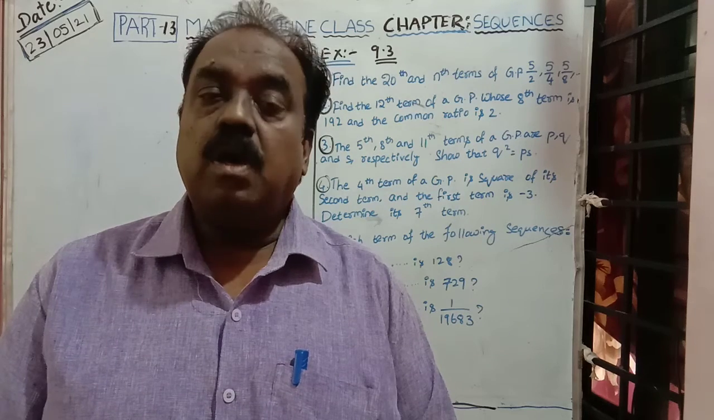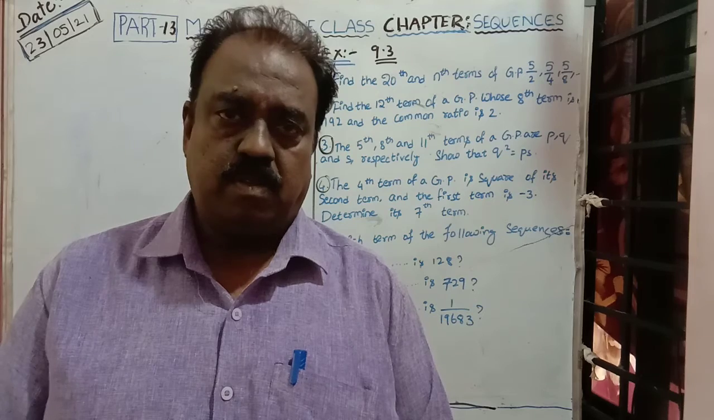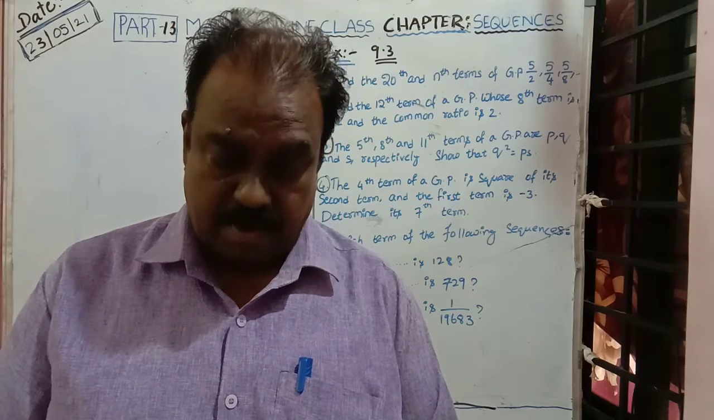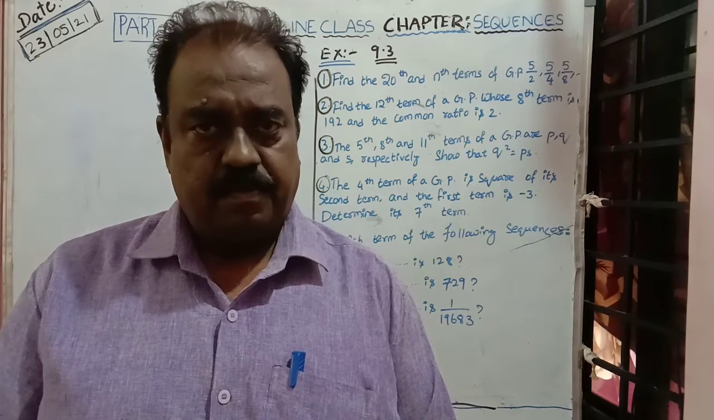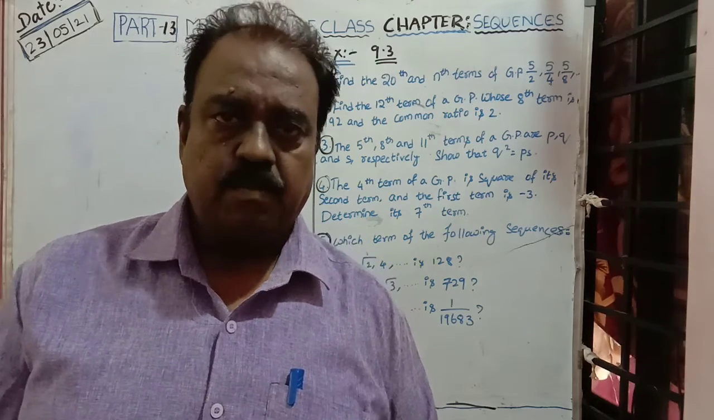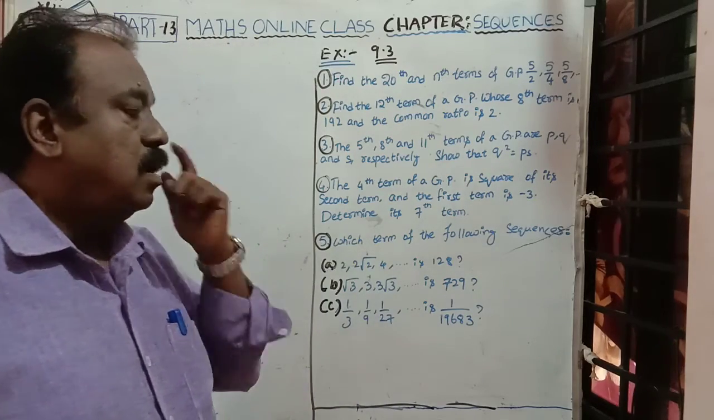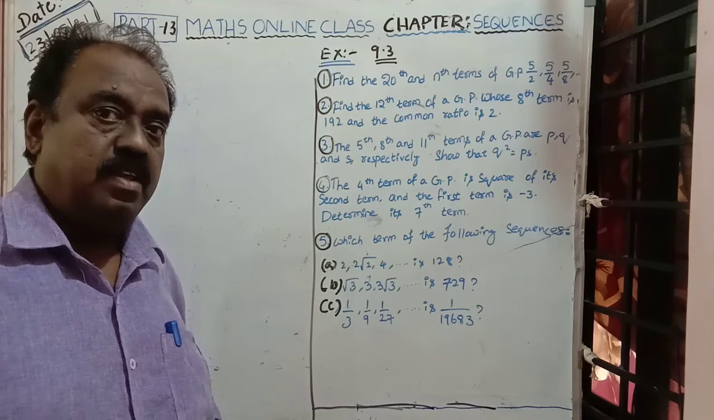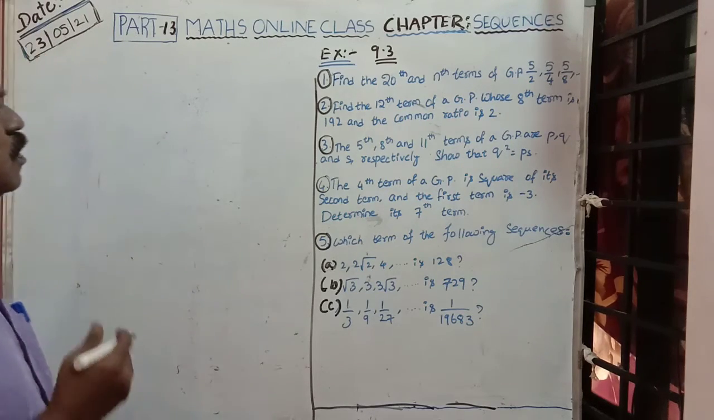Already we solved some examples on the concept of GP. GP means geometrical progression. Finding the nth term, finding the 10th term, sum of n terms, like that, some problems, some examples we solved. And the last concept is also there, that is GM, geometrical mean.